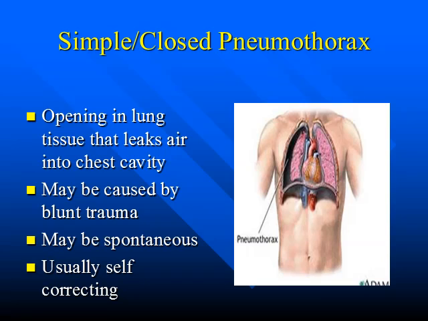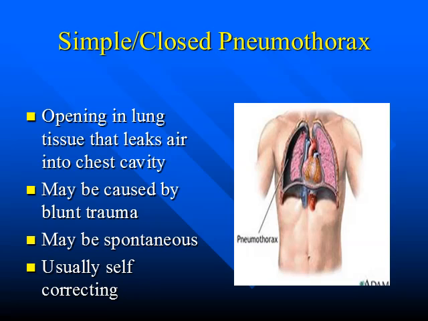Usually with a simple or a closed pneumothorax, there's an opening in the lung tissue, and that leaks air into our chest cavity. That's what occurs. There's a picture on your slide there that shows what a pneumothorax looks like. You can see the lung tissue and the pleural space there between the lung and the chest wall. See how large that is? It'll be on the patient's right side, but when you're looking at the picture, it's on the left there.